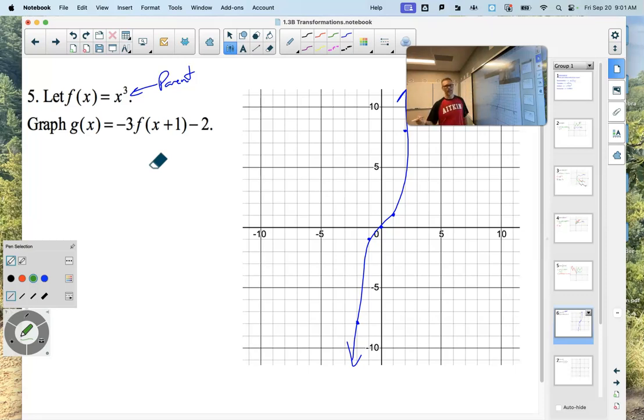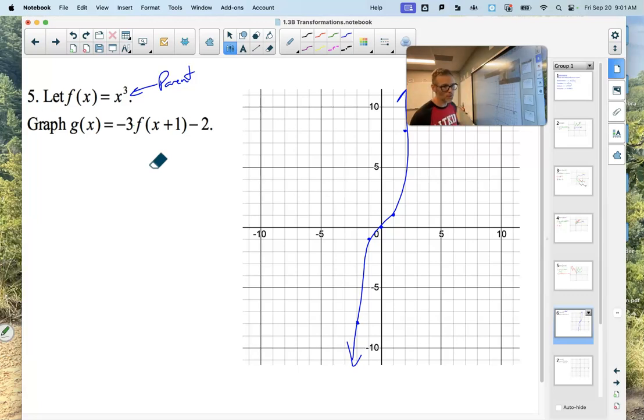Am I multiplying the x's or the y's? This is outside, it's the y's. So we need to multiply the y's by negative 3. And this is going to do two things, isn't it? Multiplying the y's by 3 is going to vertically stretch them. But the negative is going to reflect them.